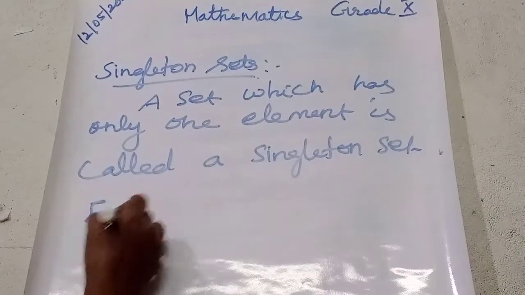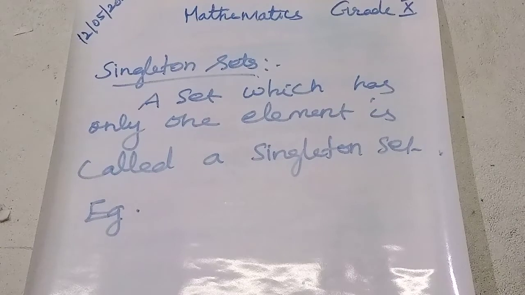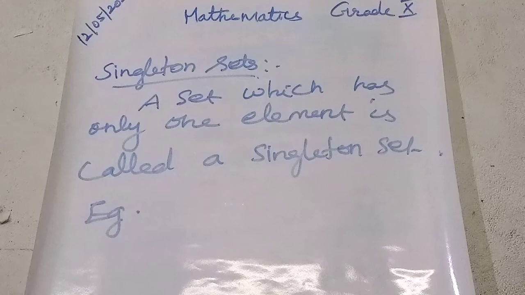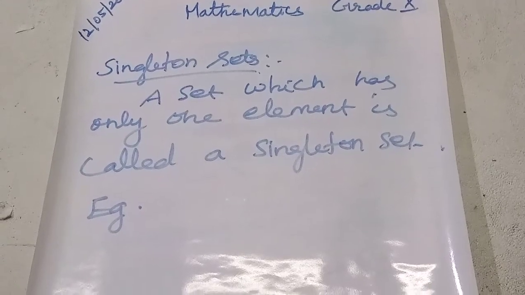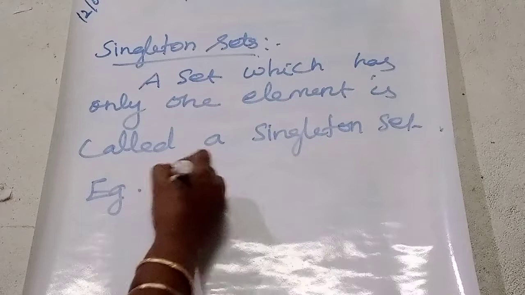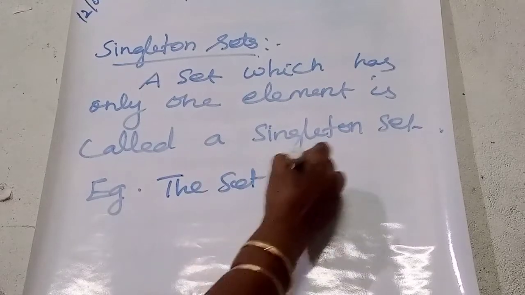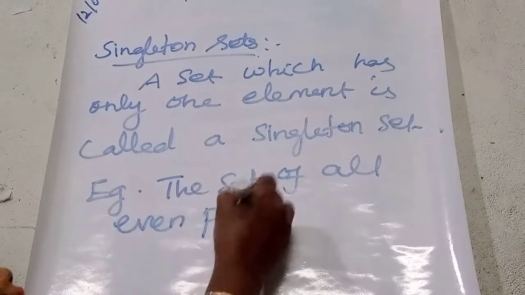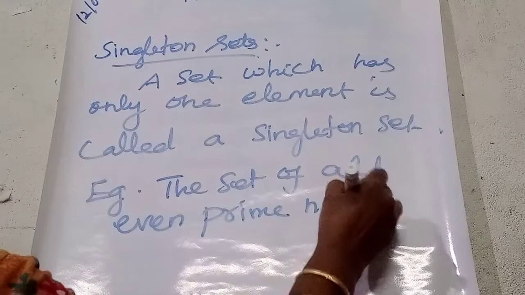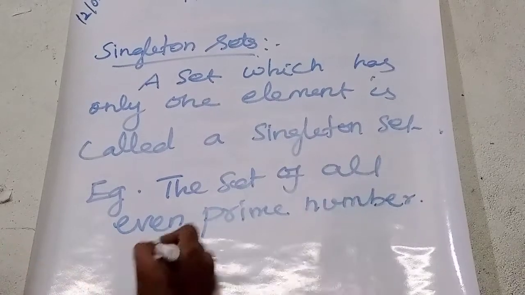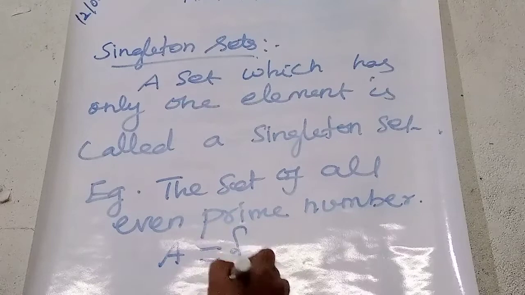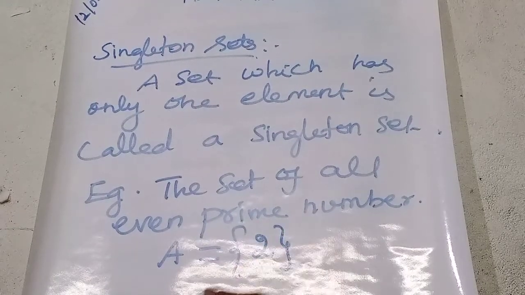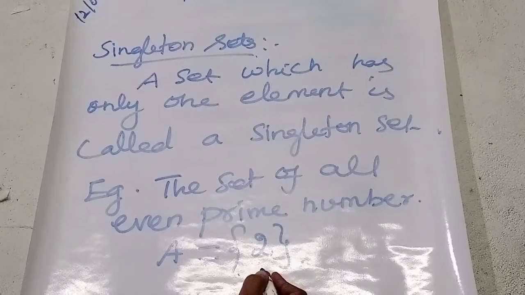Example: only one element means we can say the set of all even prime numbers. What is the set of all even prime numbers? There is only one even prime number. A is equal to the set of the only even prime number we have, that is 2, 2 alone. So with only one element, it can be called a singleton.